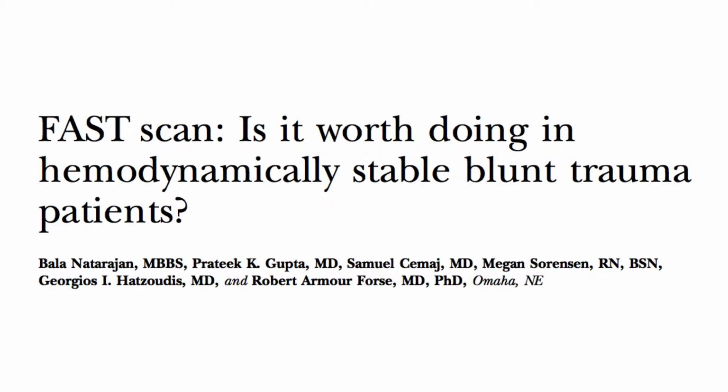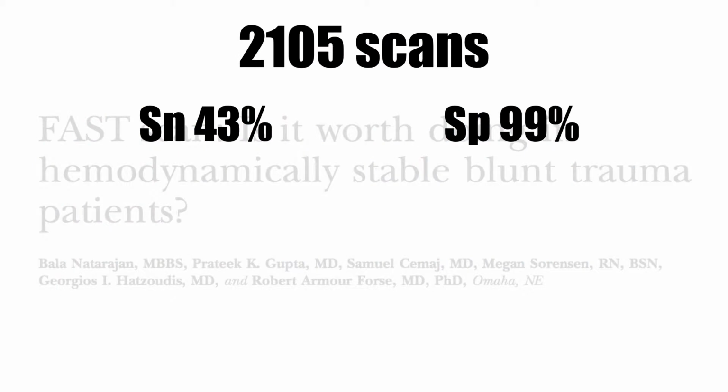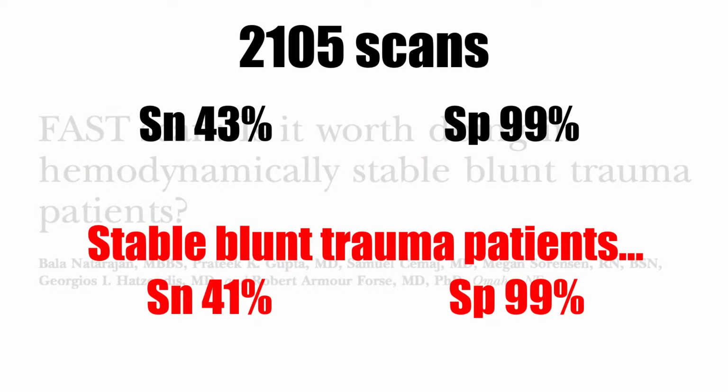First of all, there's this paper from a Level 1 trauma center in Nebraska. It was a 7-year review of their trauma database, where just over 2,100 patients had a FAST scan with a total specificity of 99% and a sensitivity that was below average at 43%. When they looked closer at just the stable patients with blunt trauma, their sensitivity fell even lower to 41%.